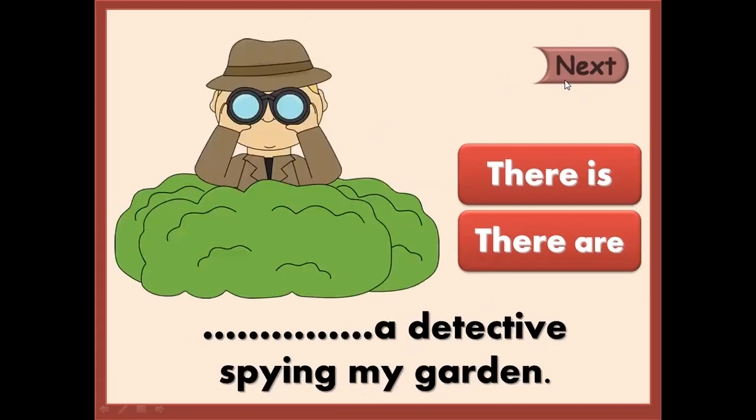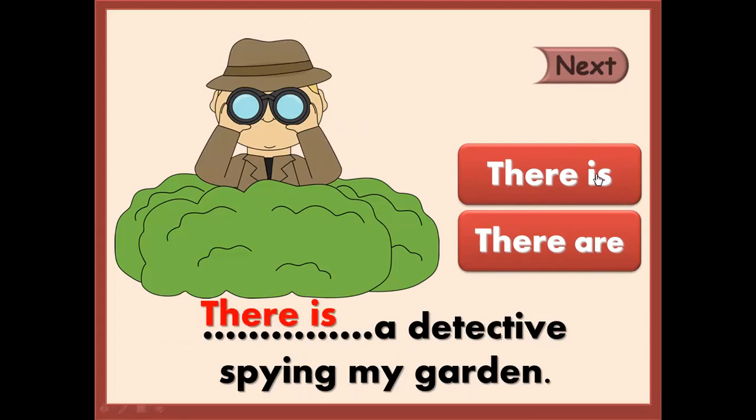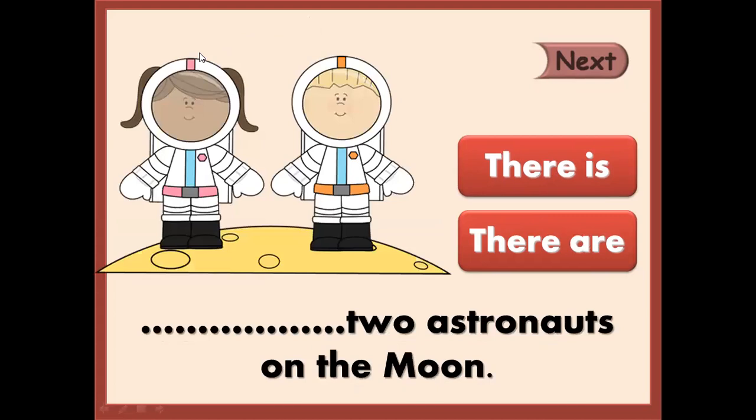Okay, next. A detective spying my garden. How many detectives are there? One. So what are we going to use, boys? Yes, Hisham. There is. There is a detective spying my garden. Because it is one, we are going to use there is. Good boy. Okay, next.